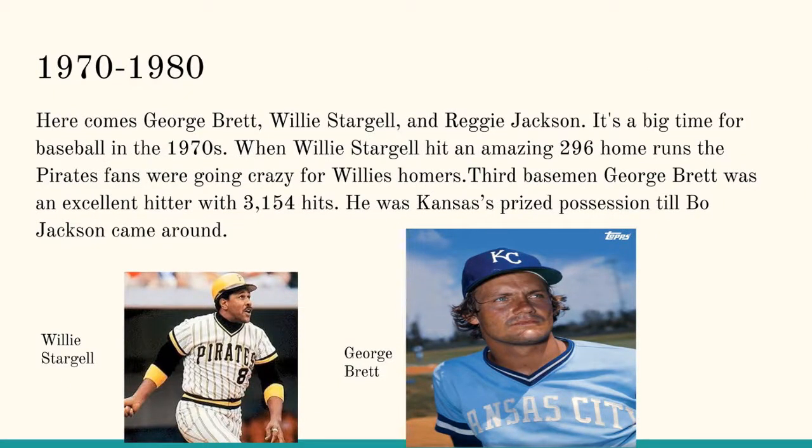1970 through 1980. Here comes George Brett, Willie Stargell, and Reggie Jackson. It's a big time for baseball in the 70s when Willie Stargell hit an amazing 296 home runs. The Pirates fans were going crazy for Willie's homers. Third baseman George Brett was an excellent hitter with 3,154 hits. He was Kansas' prized possession till Bo Jackson came around.